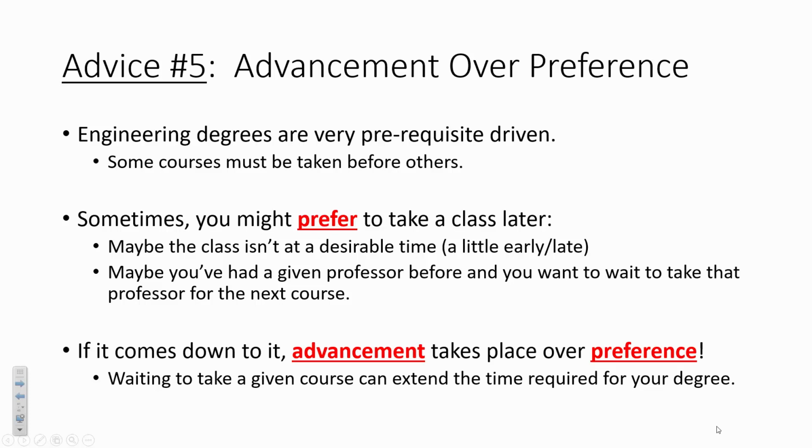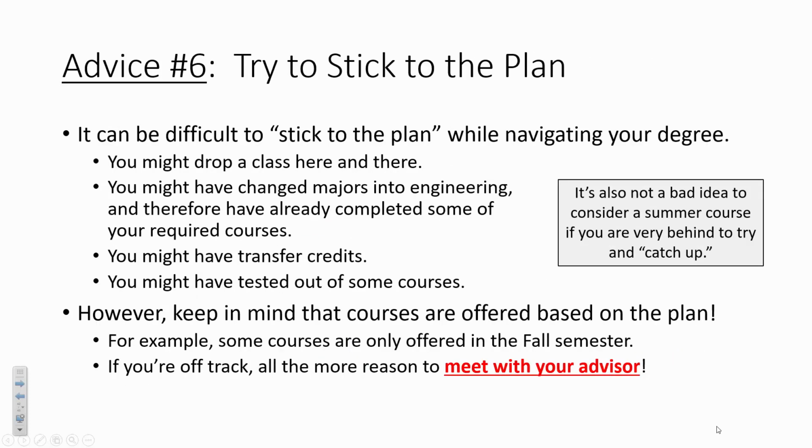In the end, if you wait too long to take a particular class that you really need now to progress, that could hold you back, and that 4-year degree could turn into a 4.5-year degree or a 5-year degree because you needed to take that one professor for Calc 2 or whatever, okay? And so you need to make sure that you're making mature decisions. My last piece of advice, try and stick to the plan. It can be very, very difficult to do this.